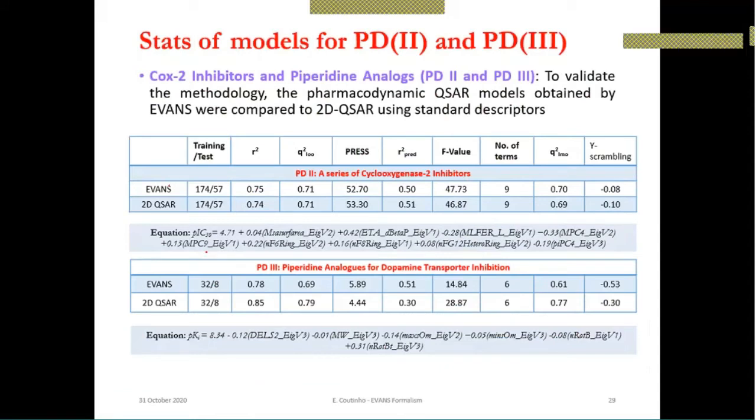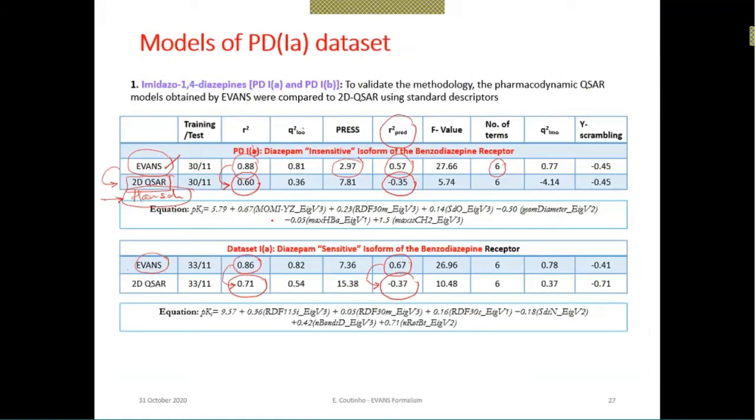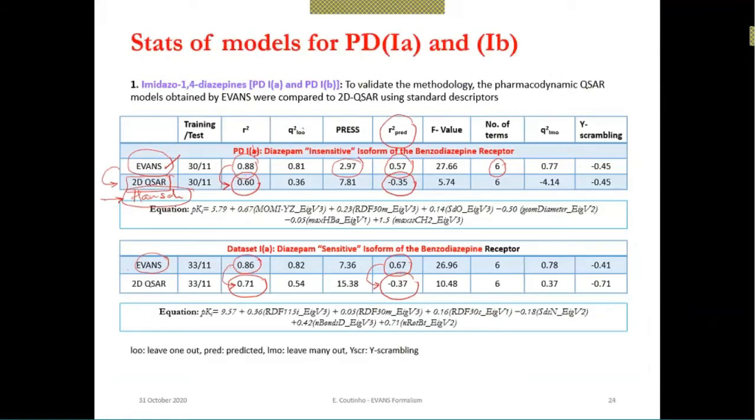As I told you, the second pharmacodynamic data set was COX-2 inhibitors. So let's see the EVANS model. The EVANS model has an R-square of 0.75, and now we are comparing it with the Hans model. We built a Hans model also, and you see the Hans model is actually as good as our EVANS model out here. So in case of the COX-2 data set, the EVANS formalism is not really superior to the Hans model. The Hans methodology gives you a very good model for the COX-2 data set. But recall that for the PD-1A and the PD-1B data sets, the EVANS methodology was far superior to the Hans method.